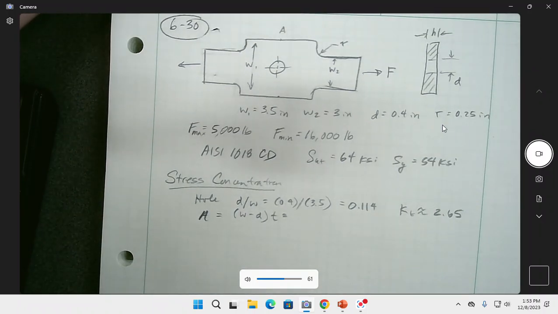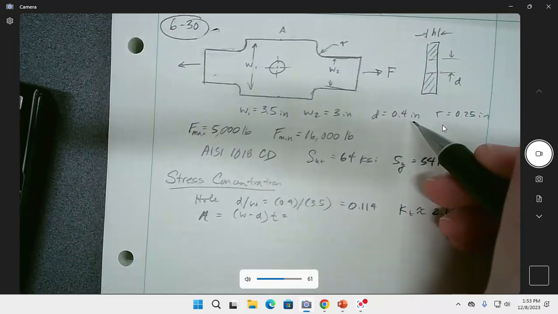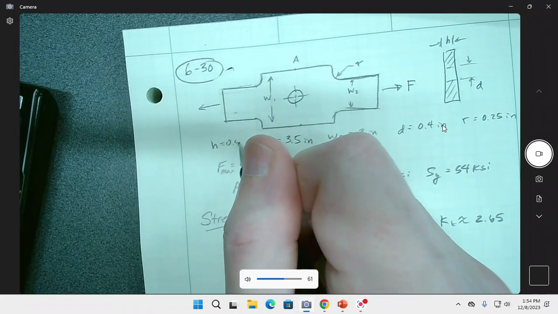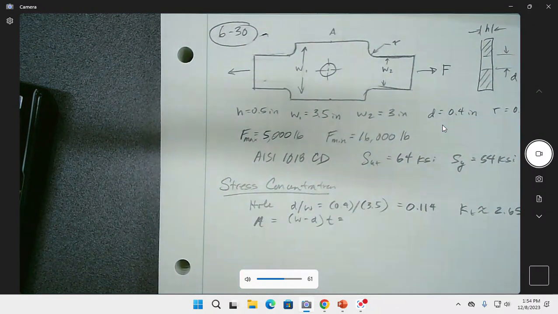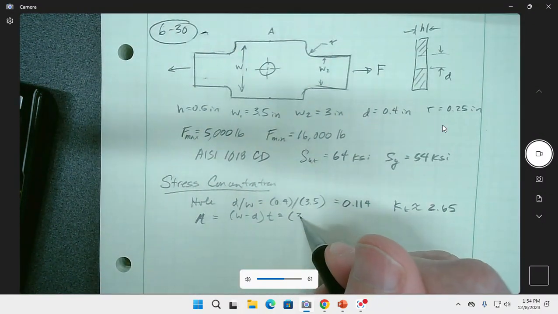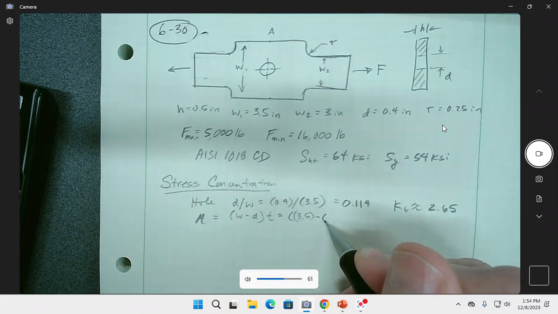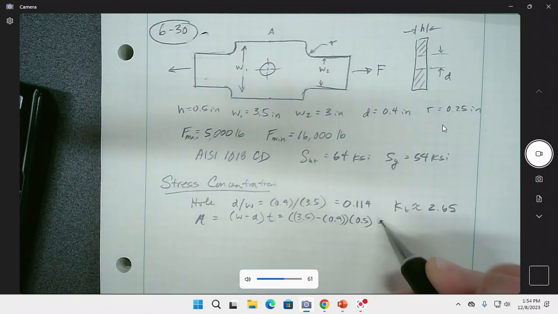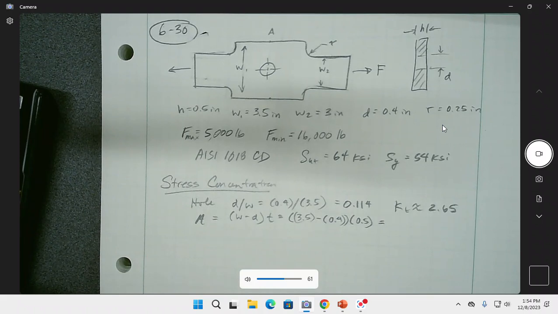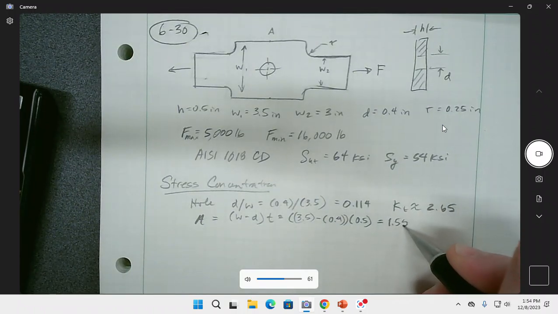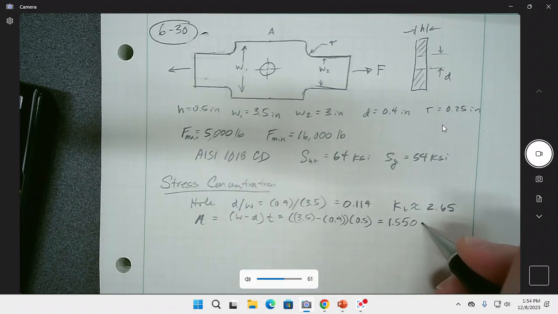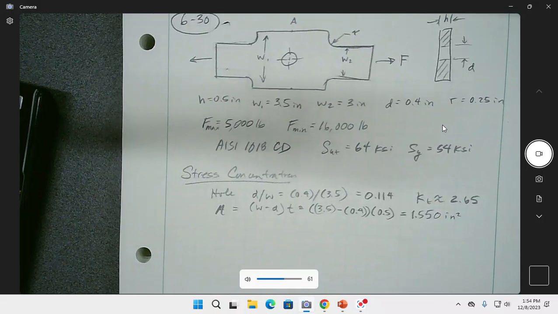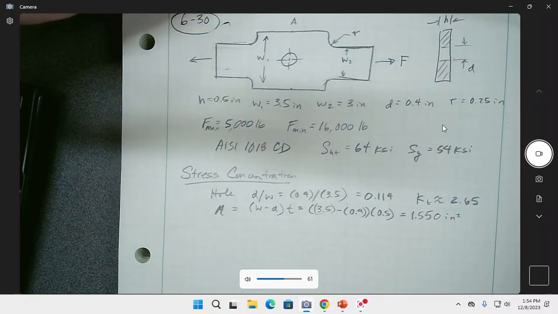And H was 0.5. No, I'll write it over here as if I did it all along. So this is going to be 3.5 minus 0.4 times 0.5. I could do that in my head. 3.1. 3.1. 1.55 inches squared.